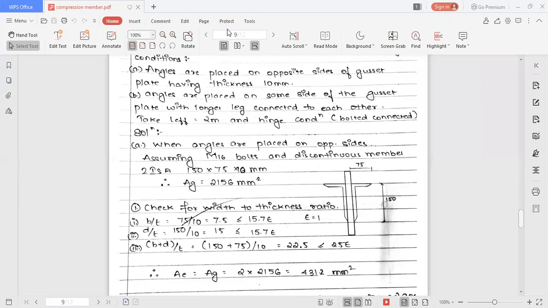उसके बाद में third condition कौन सी है? Yes, the third condition is b plus d by t. So width कितनी है आपकी? 150. Depth is 75 by 10. So value comes up to be 22.5. So it is less than 25 epsilon. So here your design is safe for width to thickness ratio. अभी आपके पास में कितने angle sections हैं? Yes, how many angle sections are there? There are 2 angle sections. इसीलिए जो आपका effective area रहेगा, that you need to multiply by 2. So 2 into 2156. So आपको मिलेगा effective area, that is 4312 mm square.